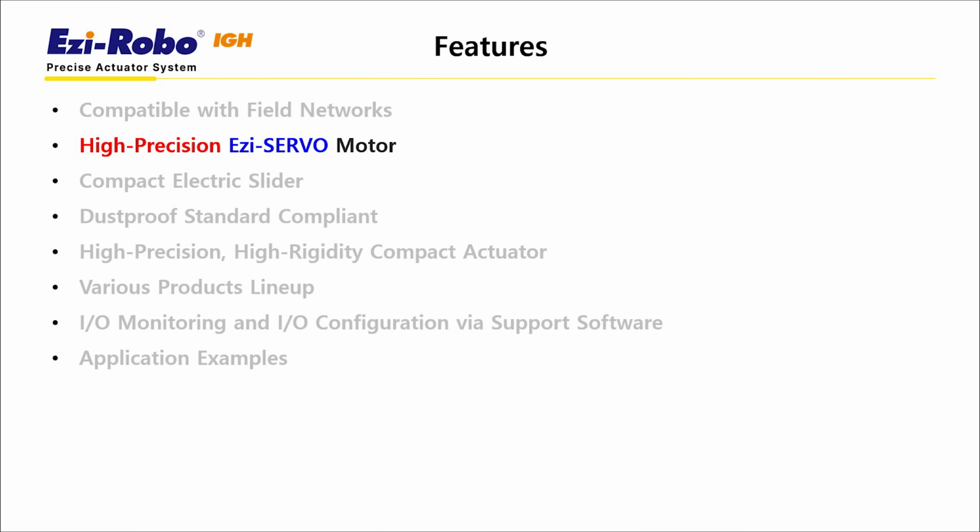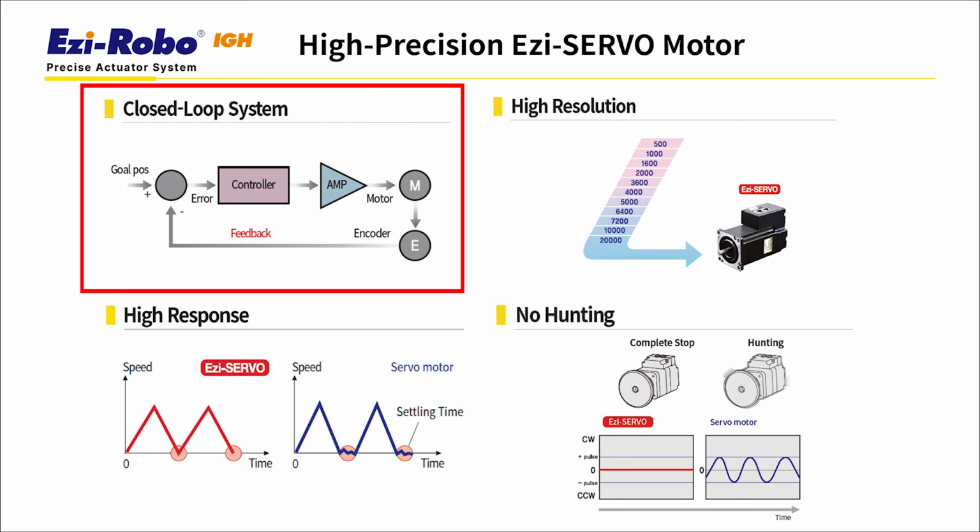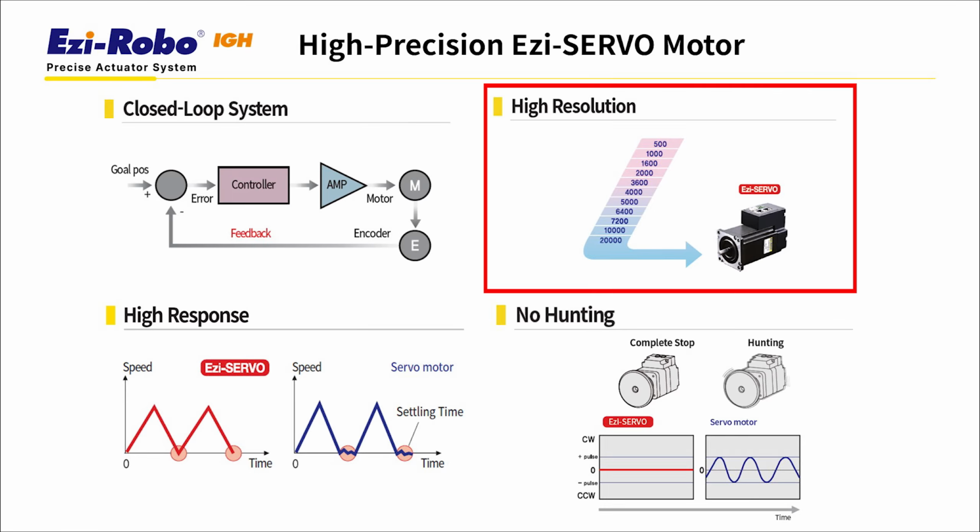Ezi-Robo IGH uses an Ezi-SERVO motor with a high-precision encoder. Ezi-SERVO is a closed-loop system with a high-precision encoder, which means there's zero positioning error. Since it constantly monitors the current position, it eliminates the risk of step-out like open-loop systems. The system receives position data from the encoder every 50 microseconds, and if needed, it automatically corrects the position. Ezi-SERVO also allows you to adjust the positioning command precisely depending on your application, with a resolution setting of up to 20,000 ppr.